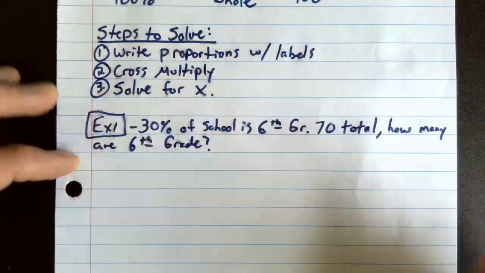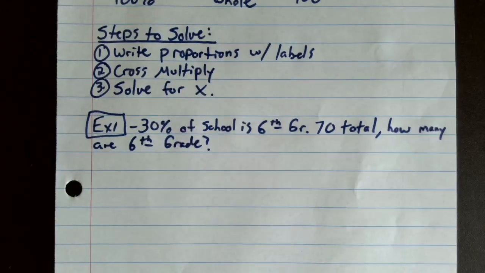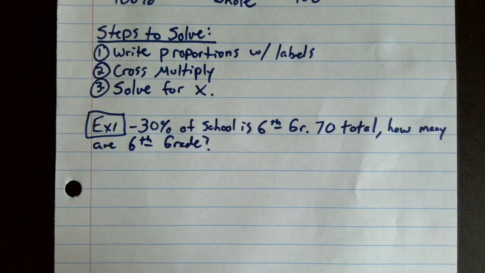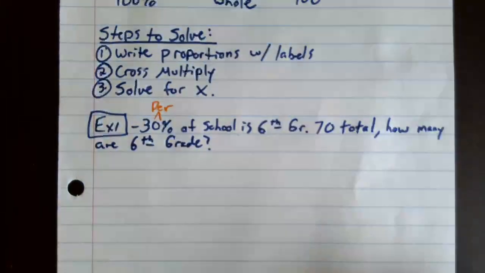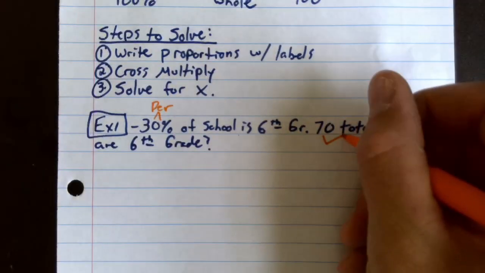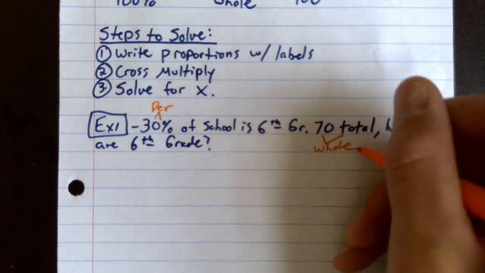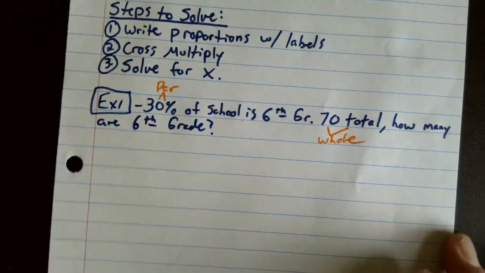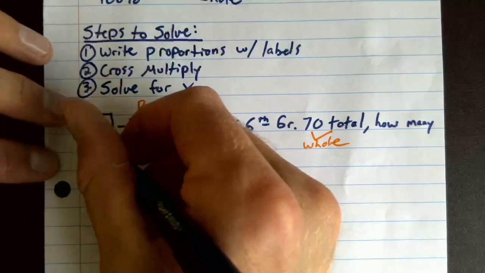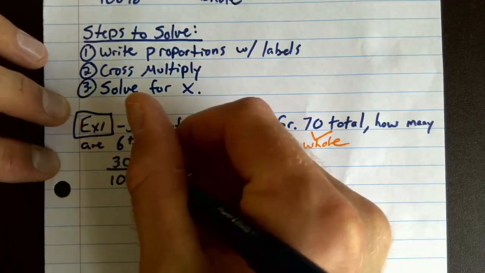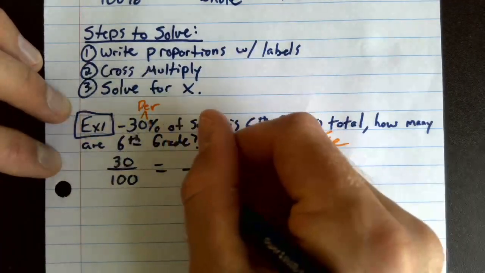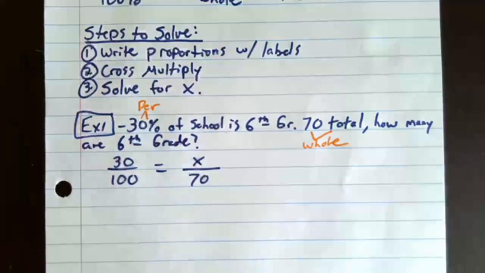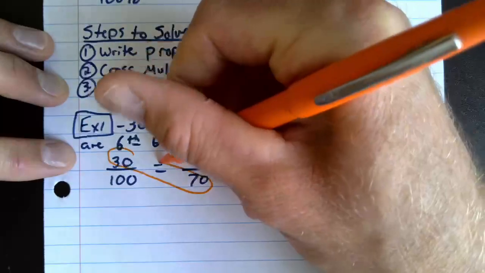Okay, so step one says to write proportions with labels. We know 30% is your percent, so go ahead and write per. And we know 70 total is your whole. So we have 30% over 100 equals, well, we have a whole. We know the whole is going to be 70, and we'll put the part at top as x.